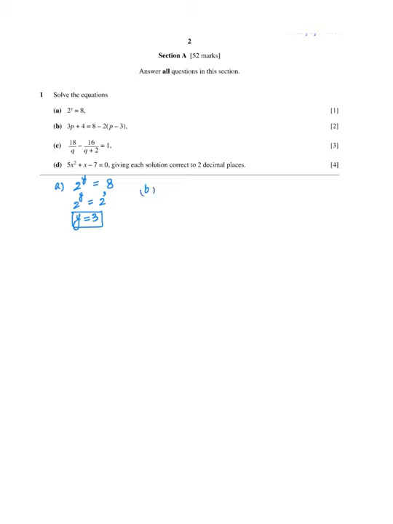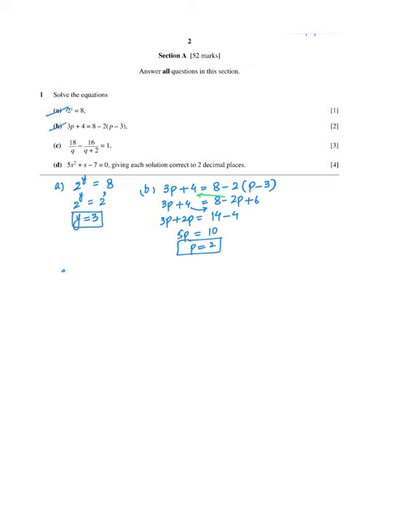For the second part, it's 3p plus 4 equals 8 minus 2 times (p minus 3). First, we need to simplify the bracket. So it's 8 minus 2p plus 6. On the left side, we have 3p plus 4. If you shift minus 2p to the left side, that will be 3p plus 2p equals 8 plus 6 is 14, and the 4 on the right side will be negative 4. 3p plus 2p is 5p equals 10, and p equals 10 upon 5, that is equal to 2. That is your first and second part.